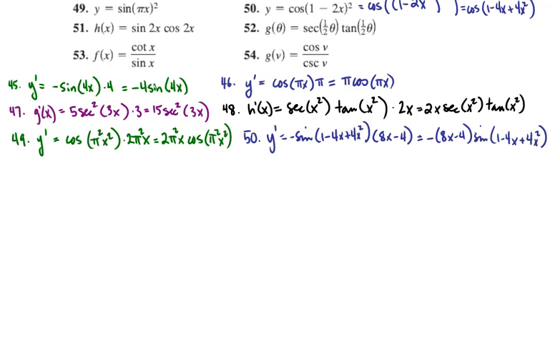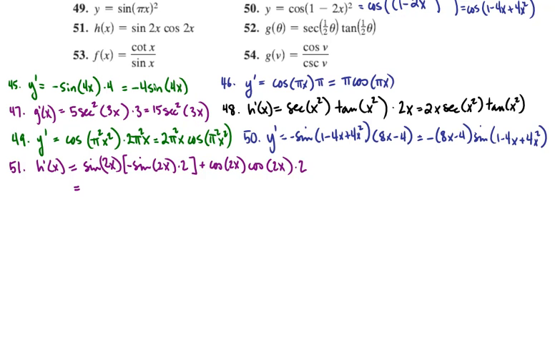So h prime of x will be the first times the derivative of the second. So sine of 2x times the derivative of cosine of 2x. Derivative of cosine is negative sine. We'll leave the inside alone, then multiply by the derivative of the inside function. So that's times 2. So that's the first times the derivative of the second, plus the second, cosine 2x, times the derivative of the first, which is also cosine. Leave the inside alone, so that's 2x, times the derivative of 2x, which will be 2.